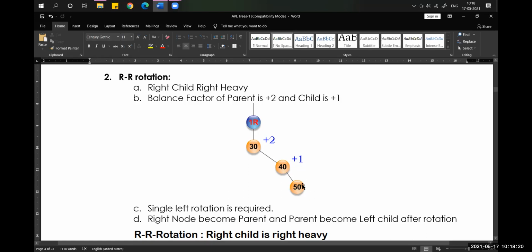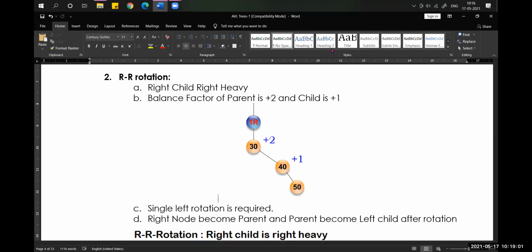Now, what is the balance factor of 50? There is no right node, and there is no left node. So 0 minus 0 is 0. So there is no problem. Now, when it comes to 40, here one right child is there, and there is no left child. So 1 minus 0 is 1 only. So here also there is no problem. But when we come to the balance factor of 30, how many right nodes does 30 have? Two nodes, 1, 2, so 2.